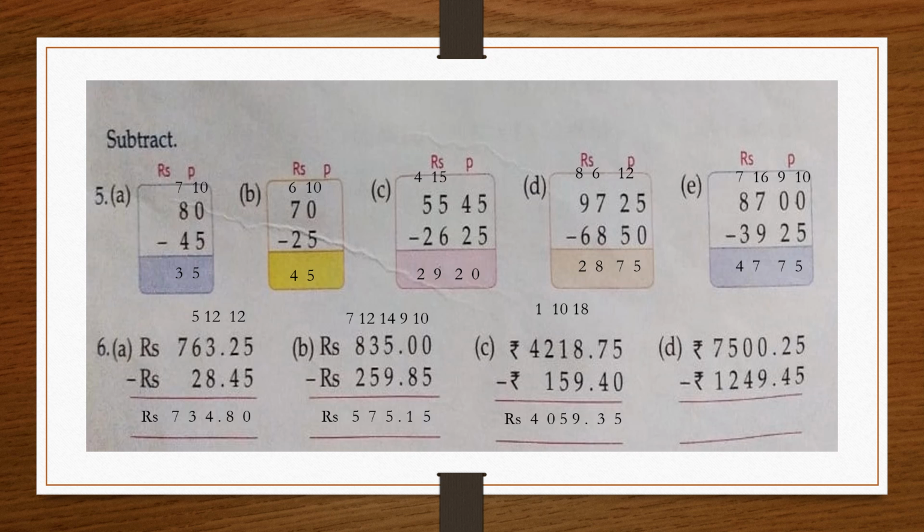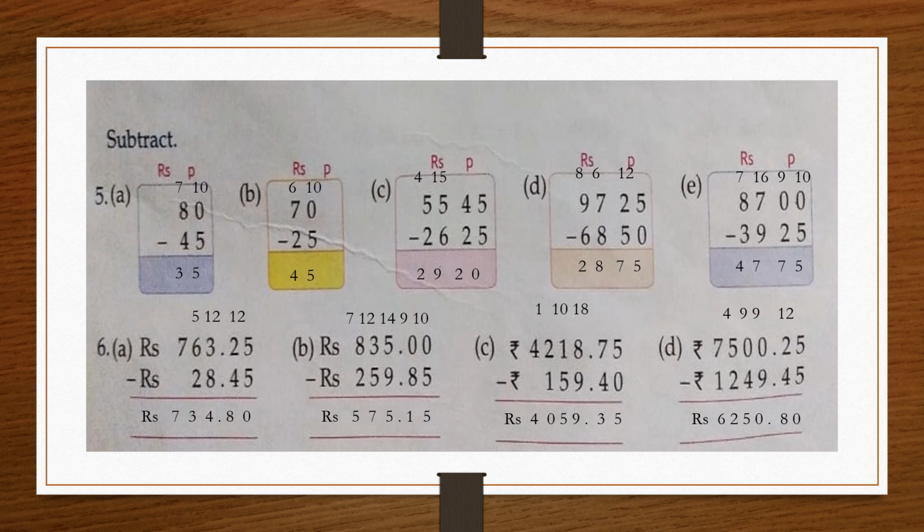Now D section, children, 7,500 rupees 25 paisa minus 1,249 rupees 45 paisa. Now children, 5 minus 5 is 0. From 2 you cannot subtract 4, so it will borrow 1 from 5. It will become 12 here. So 12 minus 4 is 8. Now because 0 was there and 0 has given 1 to 2, it will become 9 here because earlier it was 10. Now 10 has given 1 to 2, it will become 9.